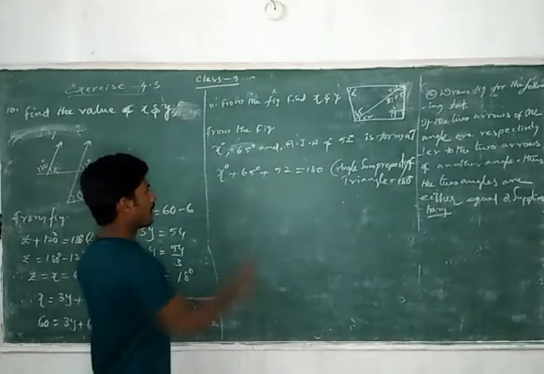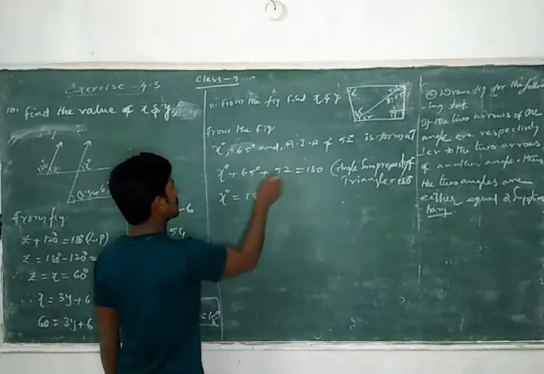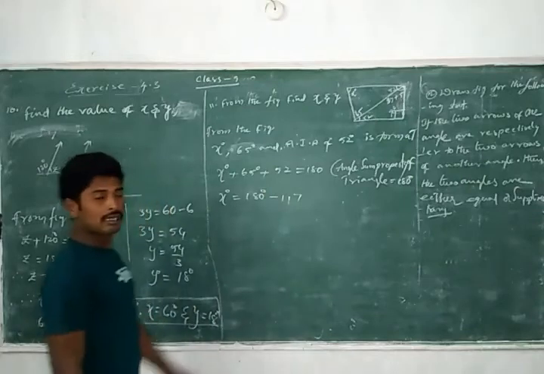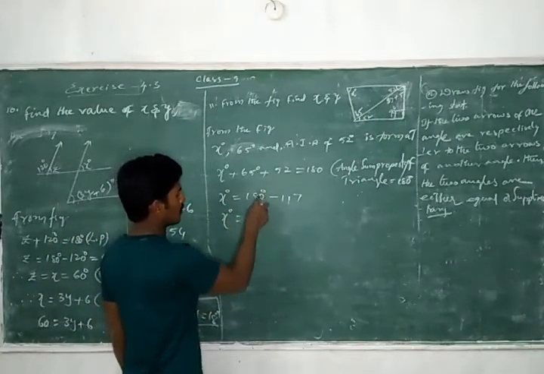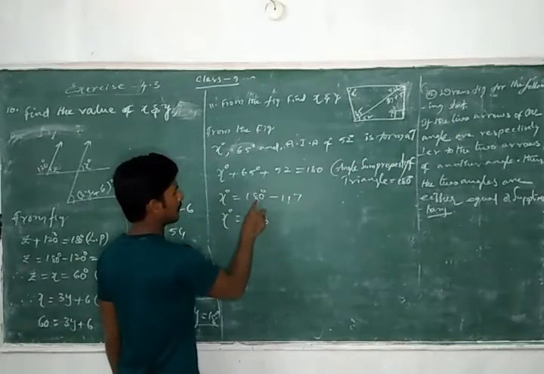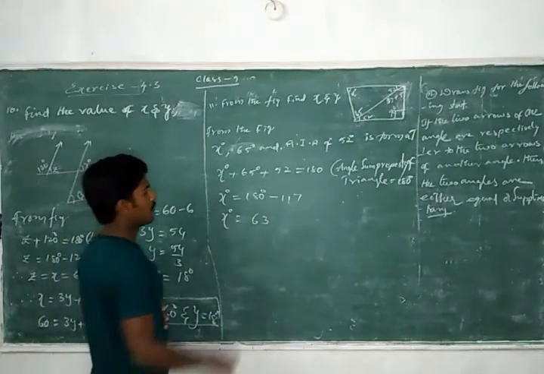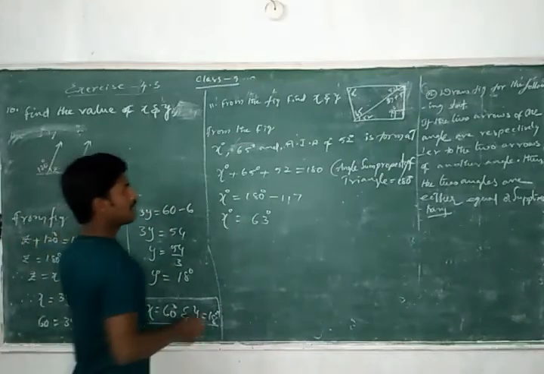We know that. Now x is equal to 180 minus 117. If you subtract, you get the result. 180 minus 117 is 63 degrees. The value of x is equal to 63 degrees. Now find the value of y.